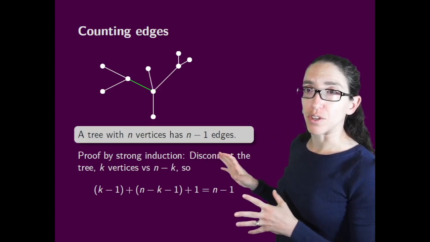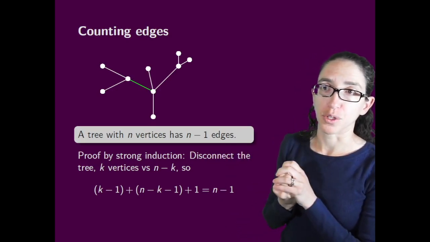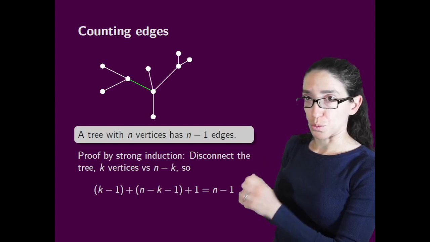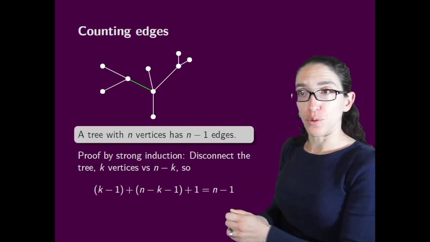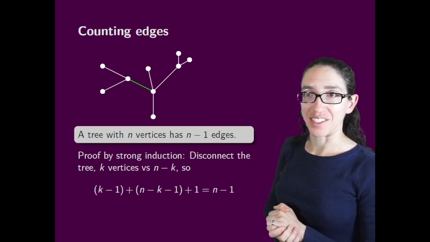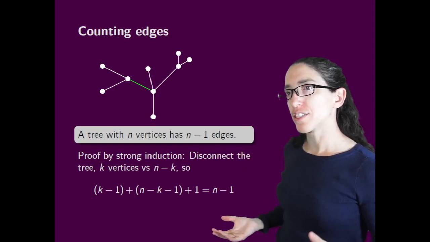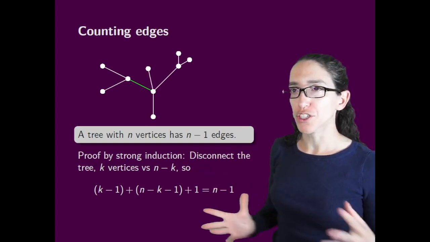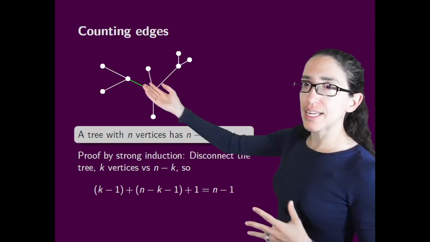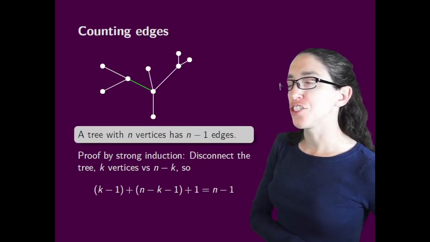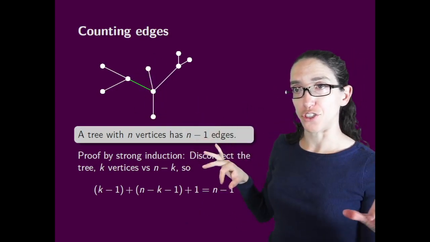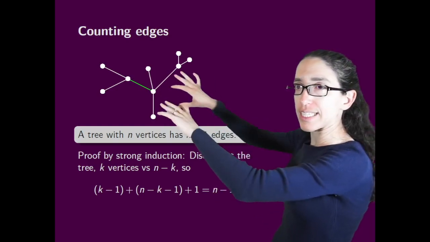Strong induction involves a base case. You do have to check it for a tree with just 1 vertex, and then there's no edges, and so it satisfies the condition. I didn't write that here. And for the strong induction step, we assume it works for all smaller trees, and then we disconnect the tree. So pick any edge, remove it. We know that disconnects it into 2 parts. Now let's analyze each of the parts separately.